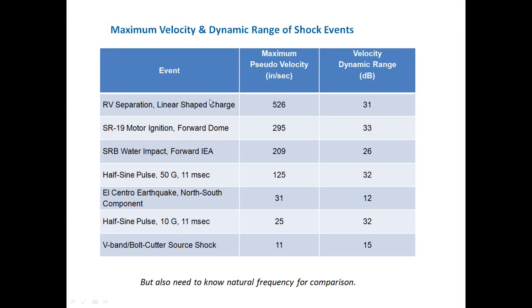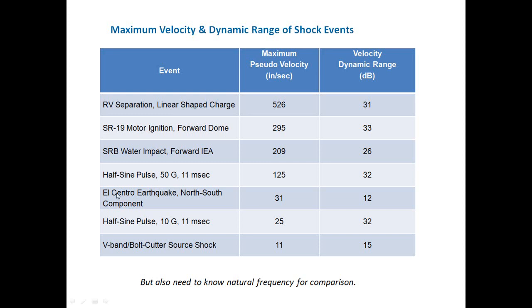So I've taken those previous events and ranked them in order. The RV separation with the linear shaped charge was 526 inches per second, clearly the worst case event. The SR-19 motor ignition on the forward dome was 295 inches per second. The SRB, solid rocket booster, water impact, as measured at the forward IEA, was 209 inches per second. Now, here's the one I've added here. If we have a 50G 11 millisecond half sine pulse, which is sort of a case history half sine pulse, I've seen components specified for that test level. That's 125 inches per second.